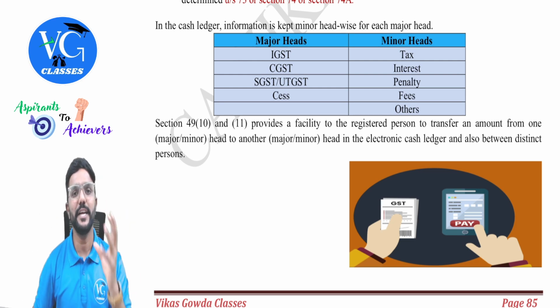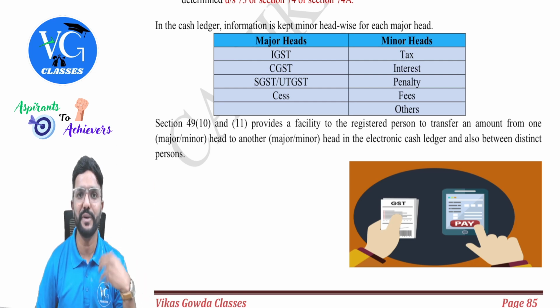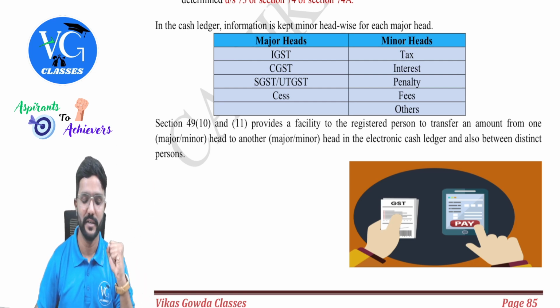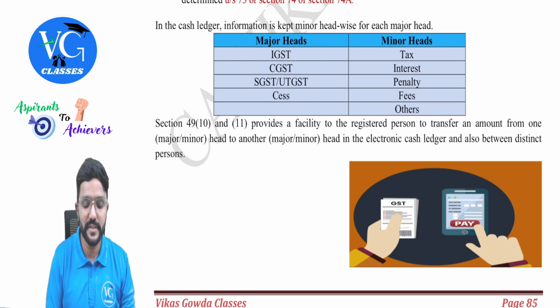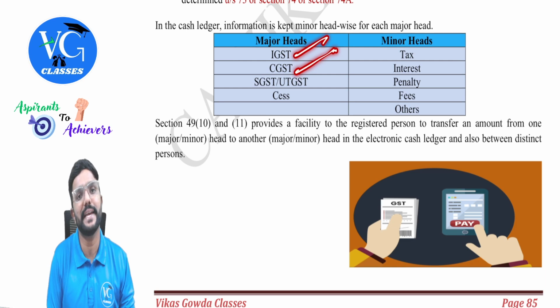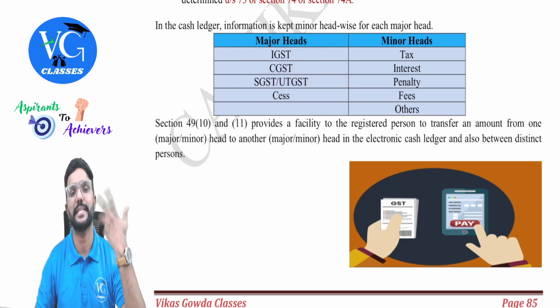Yes. Sir, can it be transferred between distinct persons? For example, assume I have taken two registrations. One is in Karnataka, the other one is in Tamil Nadu. Now I have some unutilized balance in my cash ledger under IGST. Can I transfer it to my Tamil Nadu registration? Yes, guys. If it is IGST or CGST balance, I can transfer it. But SGST, I cannot, because two states would be involved, so unnecessarily it will lead to conflict. Only the CGST or IGST balance can be transferred.